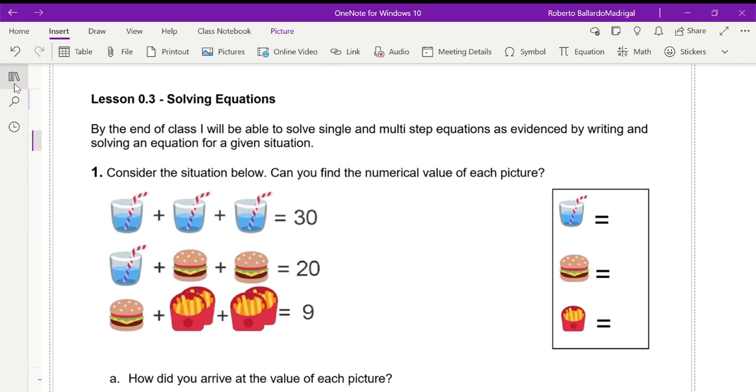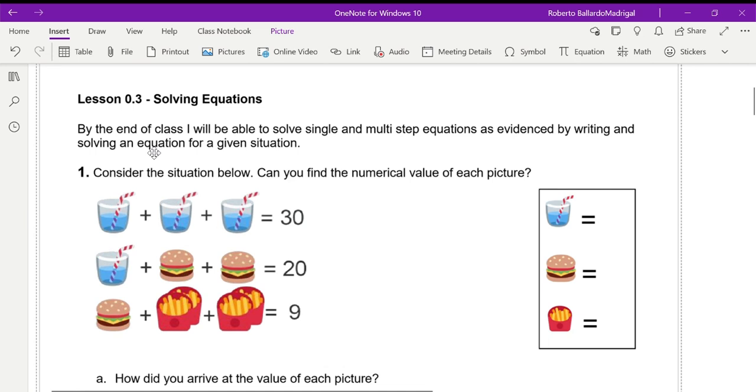So, like I said earlier, we're going to be looking at solving equations, solving 1 and 2-step equations. We're going to start with a very, very simple activity. Based on the information provided to you in question 1, we want you to find the numerical value of the following 3 items. We want you to find out how much each drink is worth, how much each burger is worth, and finally how much each fry is worth.